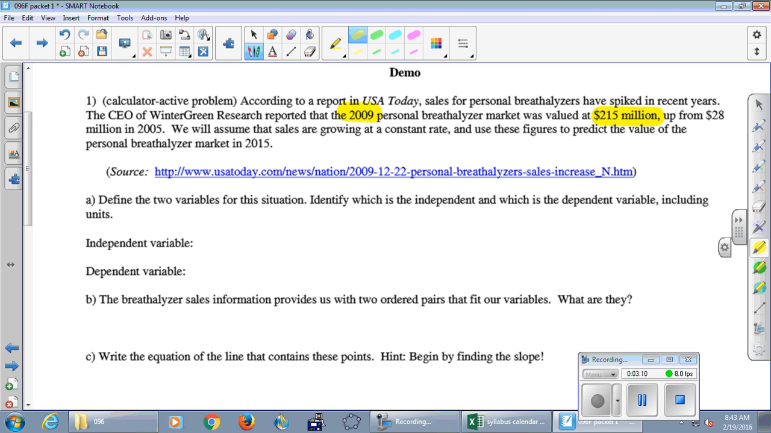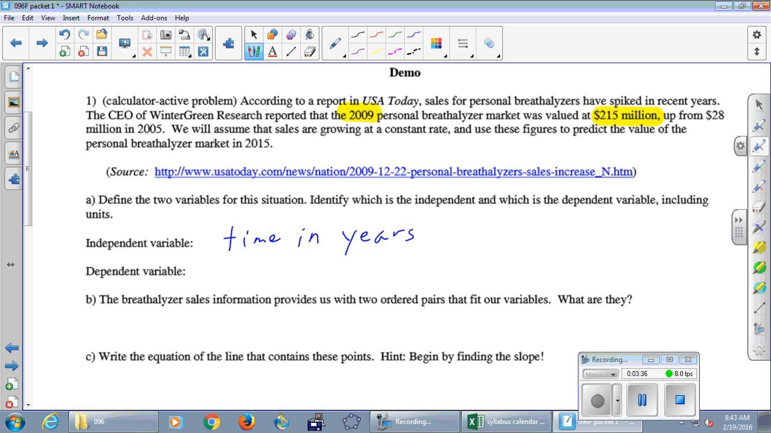It's the years. If time is involved in a problem, guaranteed it is the independent variable. Time marches on. Time could care less about the breathalyzer market, but as a result of time passing, things change, including the value of this market. So independent variable is time, but do not just say time. Tell me the units. Time in years.